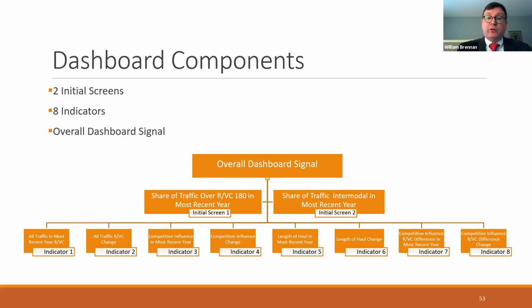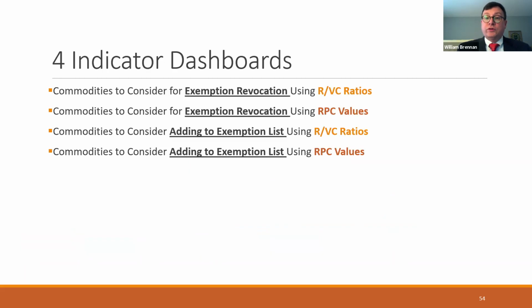As explained in the September 30th decision, there are 4 versions of the indicator dashboard. 2 are used for commodities to consider for revocation, 1 relying on RVC ratios and the other relying on revenue per carload. And there are 2 dashboards for commodities to consider for exemption. Also, again, 1 on RVC, the other on revenue per carload.